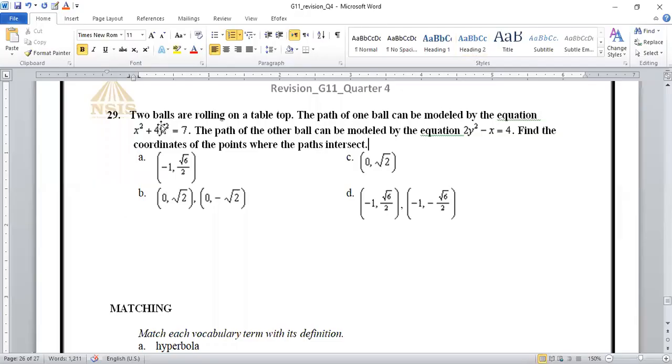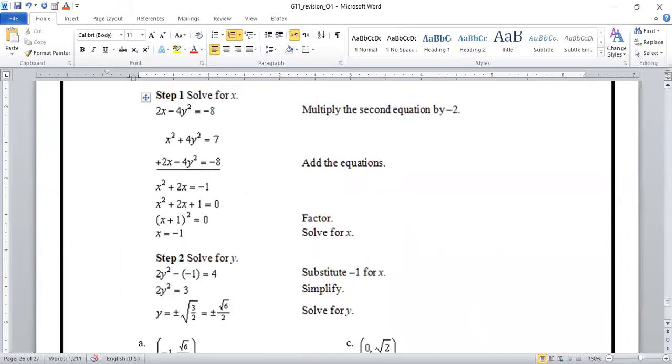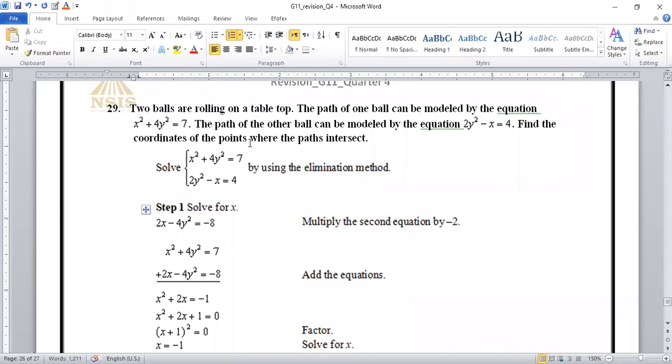Number 29. Two balls are rolling on a tabletop. The path of one ball can be modeled by the equation x squared plus 4y squared equals 7. The path of the other ball can be modeled by the equation 2y squared minus x equals 4. Find the coordinates of the balls where the paths intersect. To get the coordinates of a point where the paths intersect, we must solve the system of equations together.